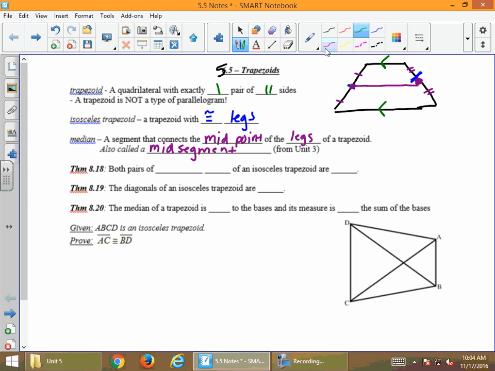Some important theorems about trapezoids. Both pairs of base angles of an isosceles trapezoid are congruent. So the base angles are the two angles on the top and two angles on the bottom. That's what we're talking about, base angles. So these bottom base angles are congruent to each other, and these top base angles are congruent to each other. So the bottom two are the same, top two are the same. Okay.